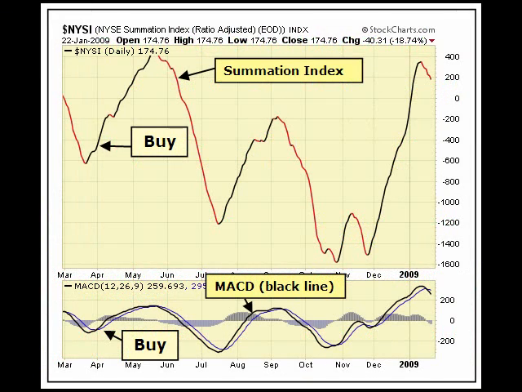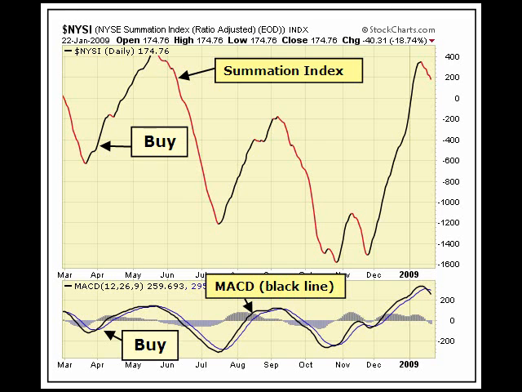Let's now look at some summation index buy and sell signal examples. This price graph displays the New York Stock Exchange daily summation index at the top and the summation index MACD below. On the left side of the chart, we can see the first buy signal in March of last year when the summation index was oversold and started to turn positive.